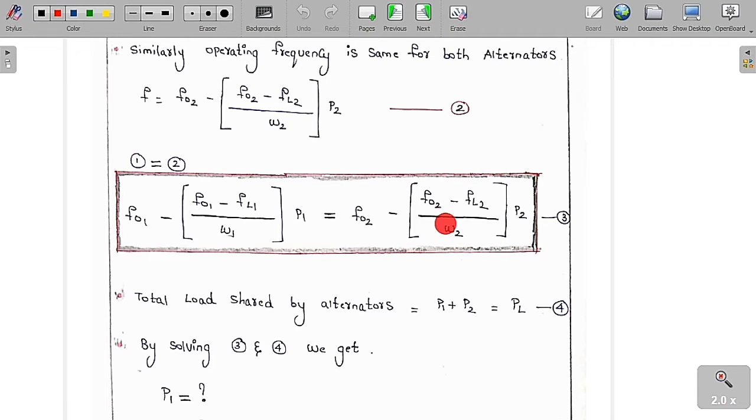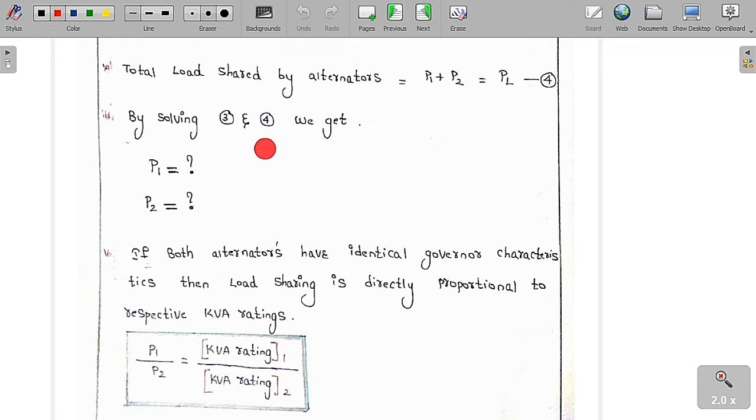So if we equate these two equations, then we are going to get the third equation. And I've already told you the total load shared by the alternators is P1 plus P2 is equal to PL, because these two alternators are connected in parallel to share a load of PL, so whatever power they generate should satisfy the load power also. So P1 plus P2 is equal to PL. So these are the four equations that we are going to get from here. By solving equations 3 and 4, we are going to get the values of P1 and P2, because we have two equations with two unknowns, so we can easily get the values of P1 and P2.